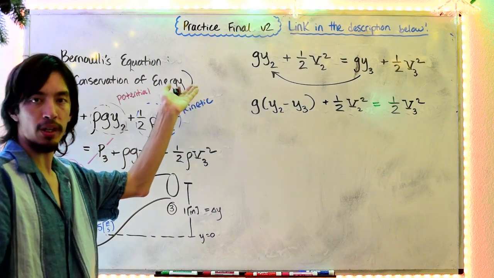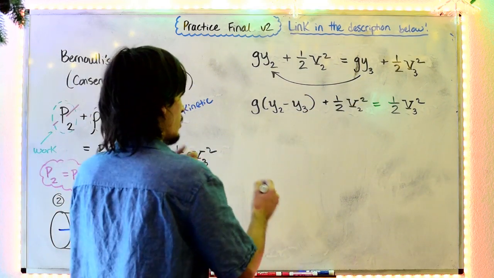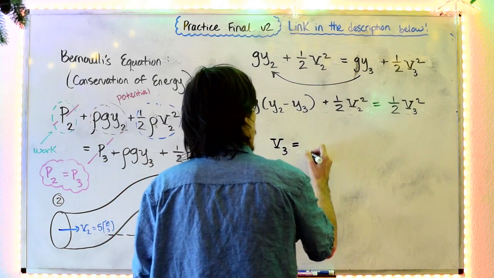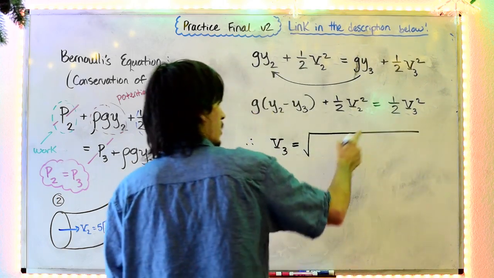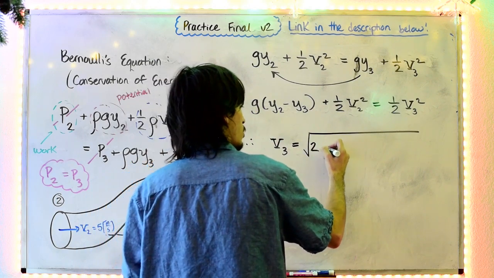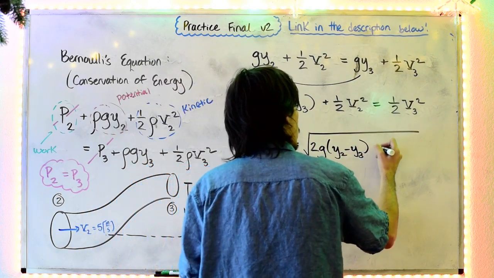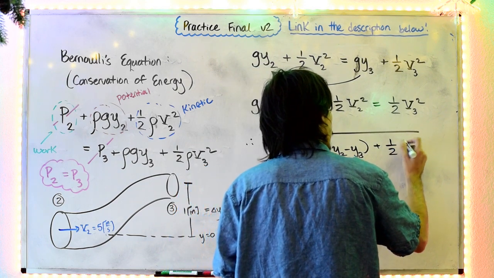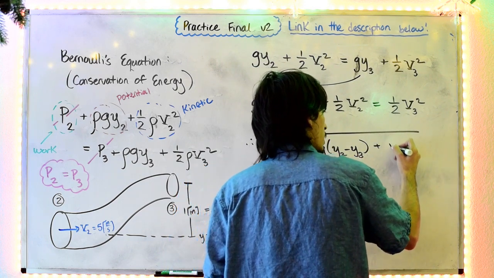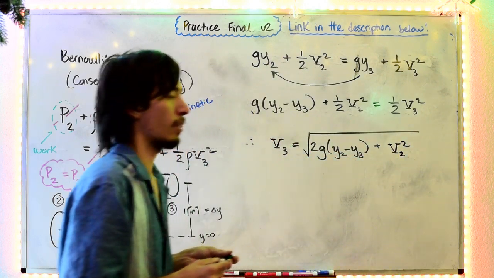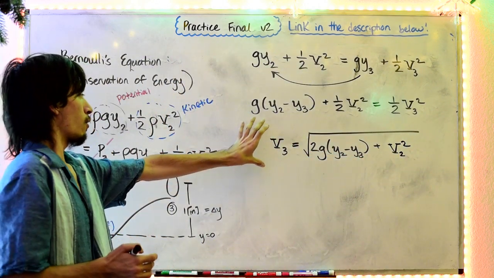Multiply by 2 to both sides, and finally square root it. So therefore, v3 is the square root of a bunch of stuff. Distribute the 2 to everything: it's 2g(y2 minus y3) plus 1/2, which gets canceled out by the 2, so it's just plus v2 squared. So now we've solved for v3.